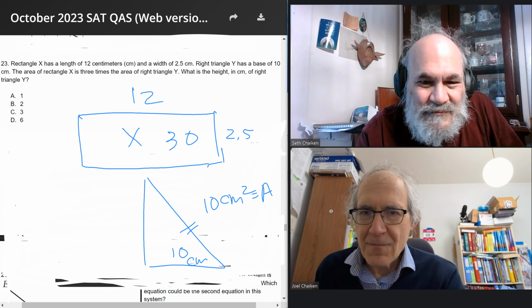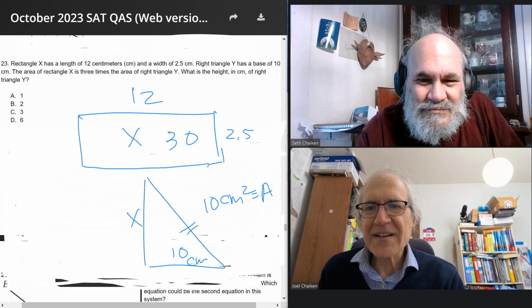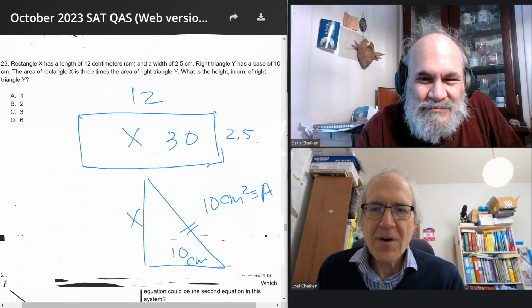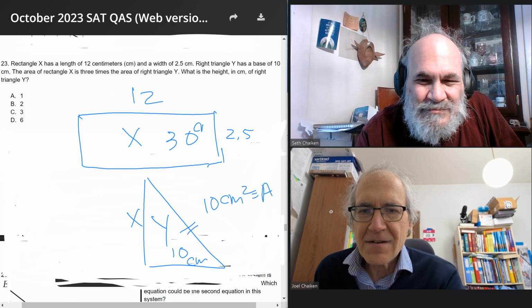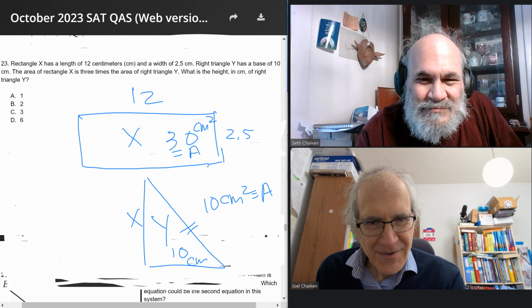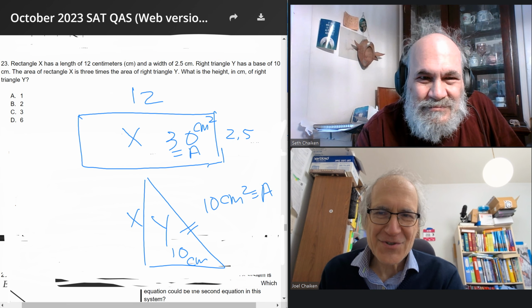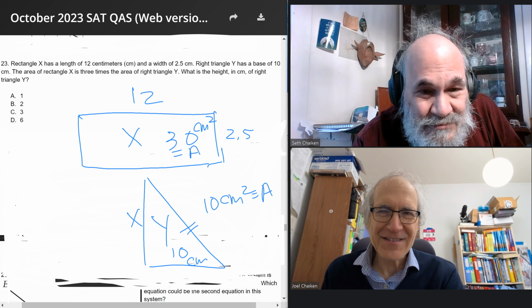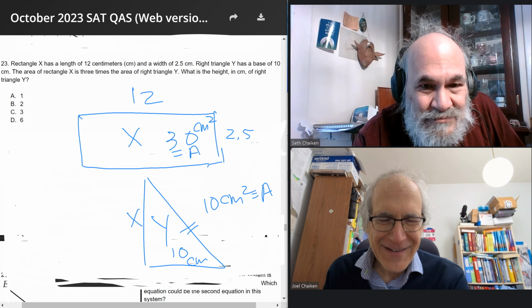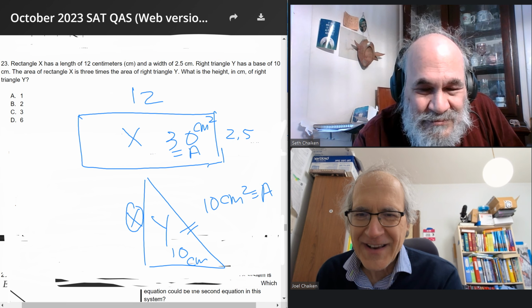And they're asking us what is the height. The area of rectangle X is 3 times the area of right triangle Y. Rectangle X's area is 30, so that means triangle Y's area is 10, right? Because rectangle X is 3 times right triangle Y. So now we want to calculate the height. There are so many X's, so let's change this to an H.